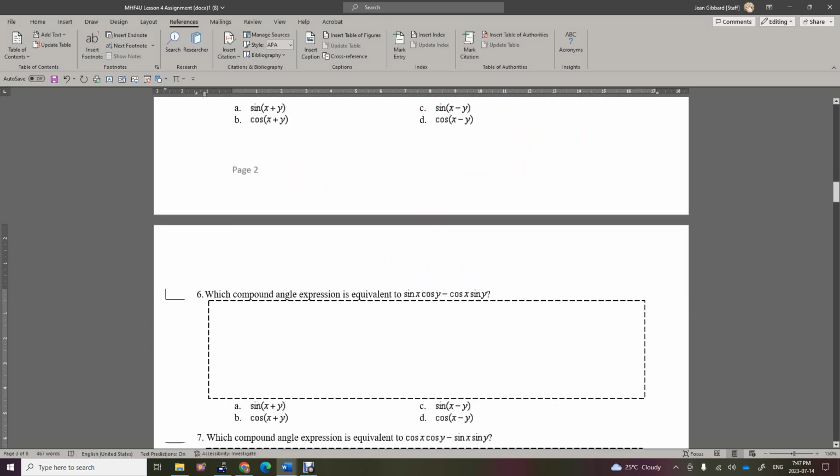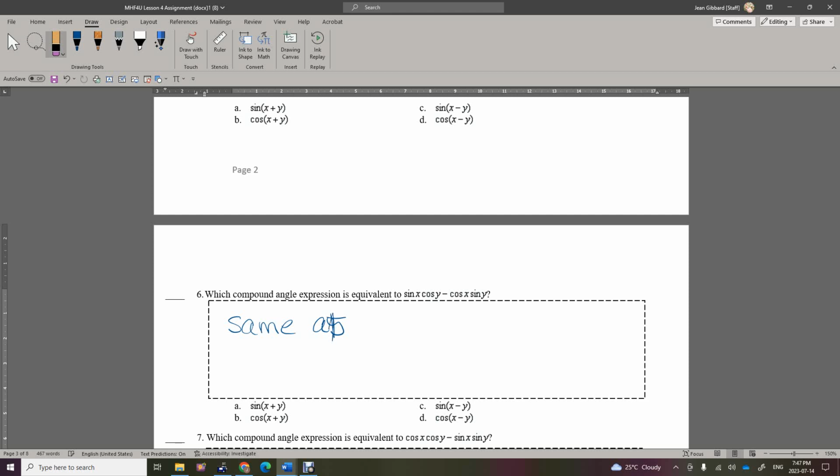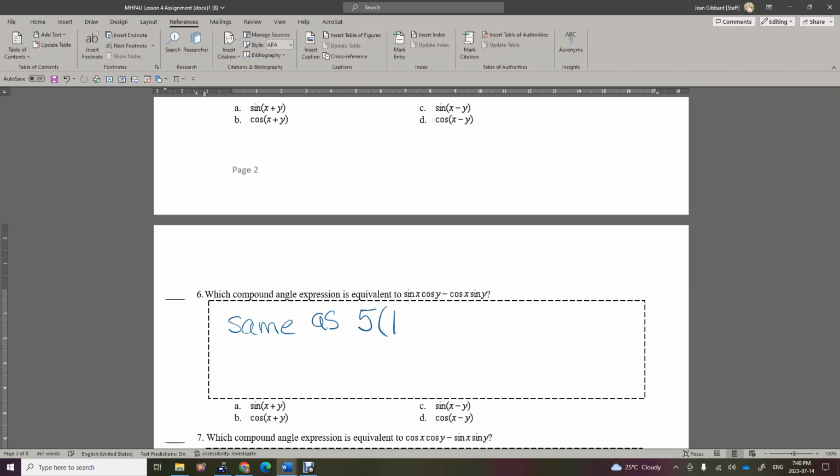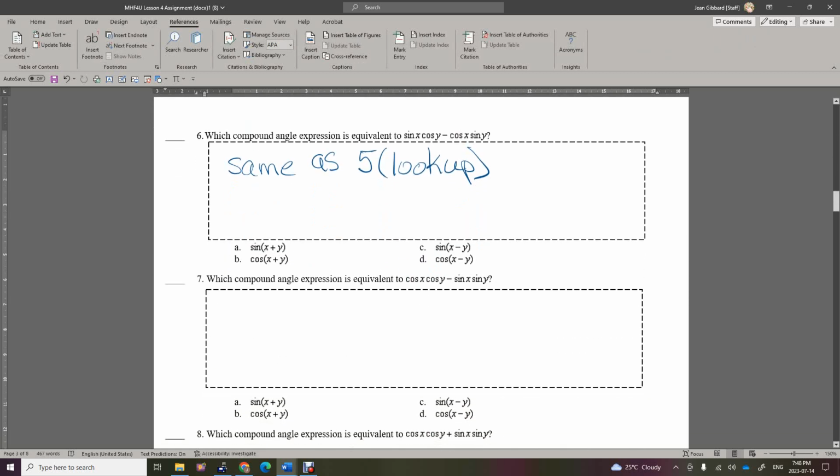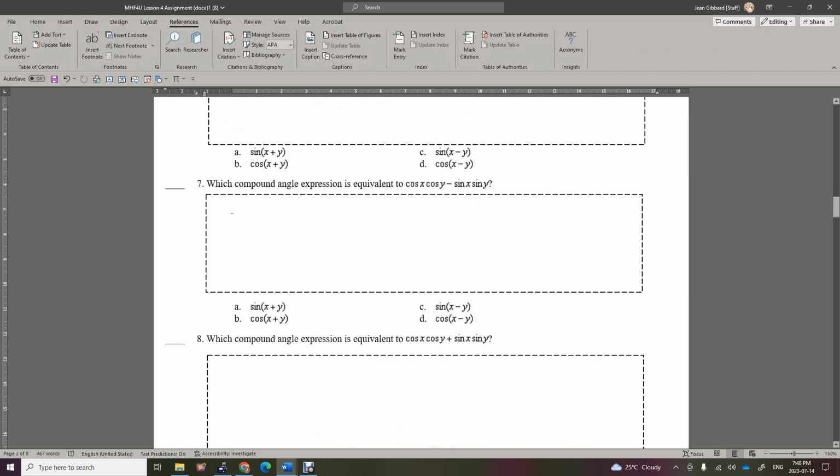So this is exactly the same. Just check out the table. I combined two thoughts there. That's not a good thing to do. Sorry for that. So same as is what I'm trying to write here. Number 5, in that you use the lookup. And for 8 and 7, same lookup.